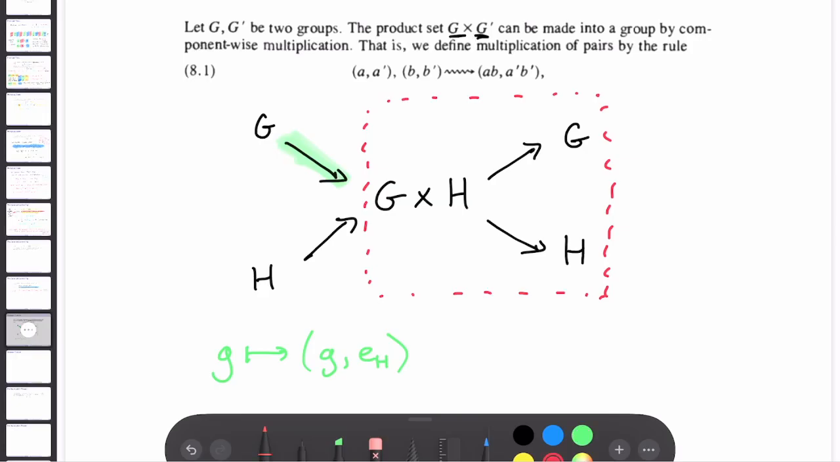Okay, and then conversely, what's this one? Actually, I want to do this one. What is this? Well, you have to start with an arbitrary element in G cross H. Looks like that. But I don't want to have an H at the end, so let's just forget about it. Right? Sure.